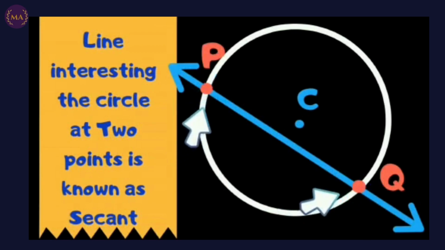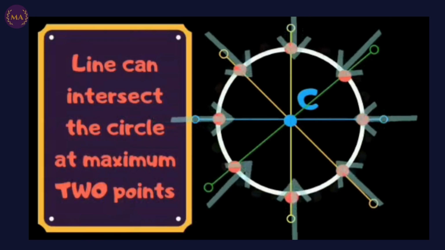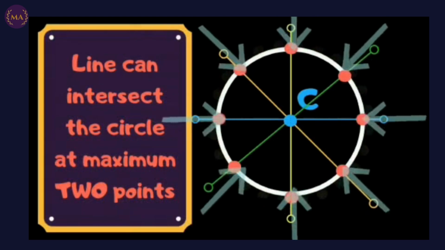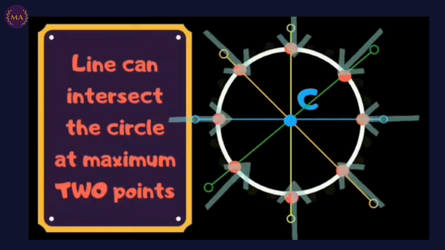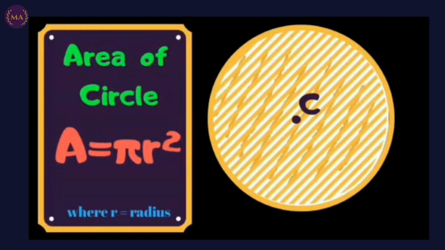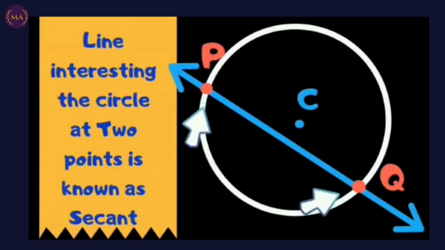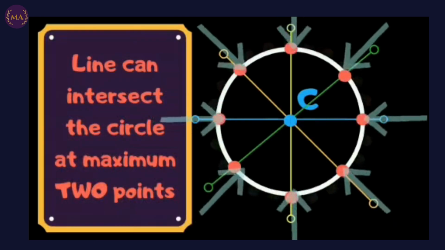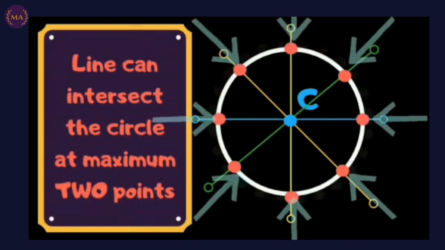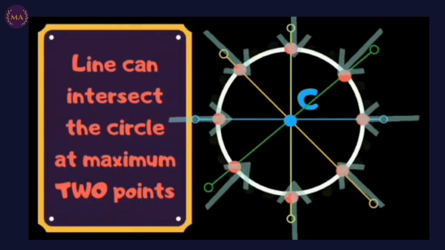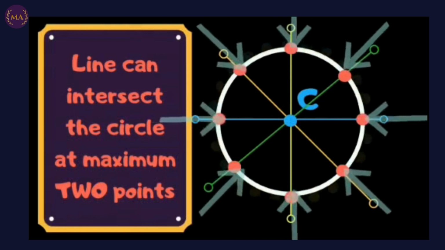Here the line is intersecting the circle at points P and Q. A line can intersect the circle at a maximum of 2 points. Here in the diagram you can see each line is intersecting the circle at only 2 points. So here we have seen that any line can intersect the circle in two ways: either at one point, and if it is intersecting at one point, we will call it a tangent. If it is intersecting at two points, we are going to call it a secant. Any line can intersect the circle at a maximum of 2 points, not more than that.